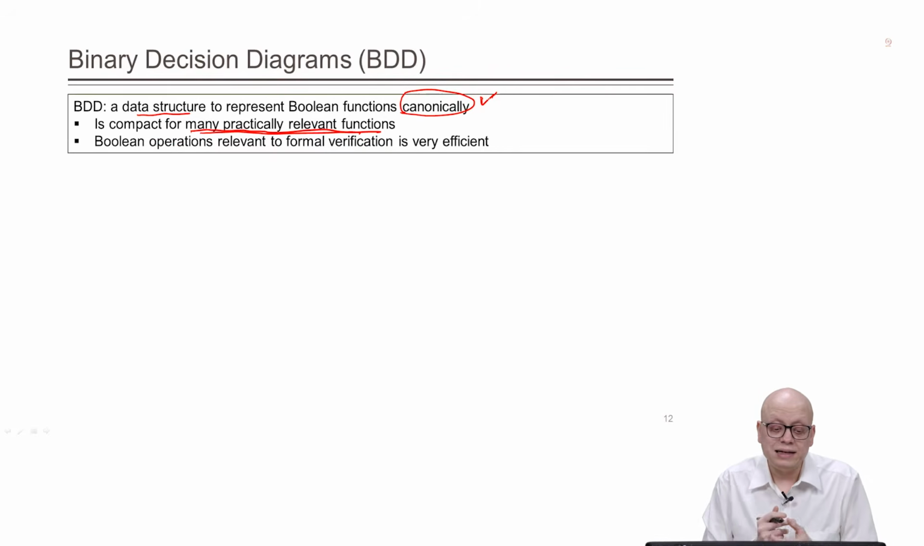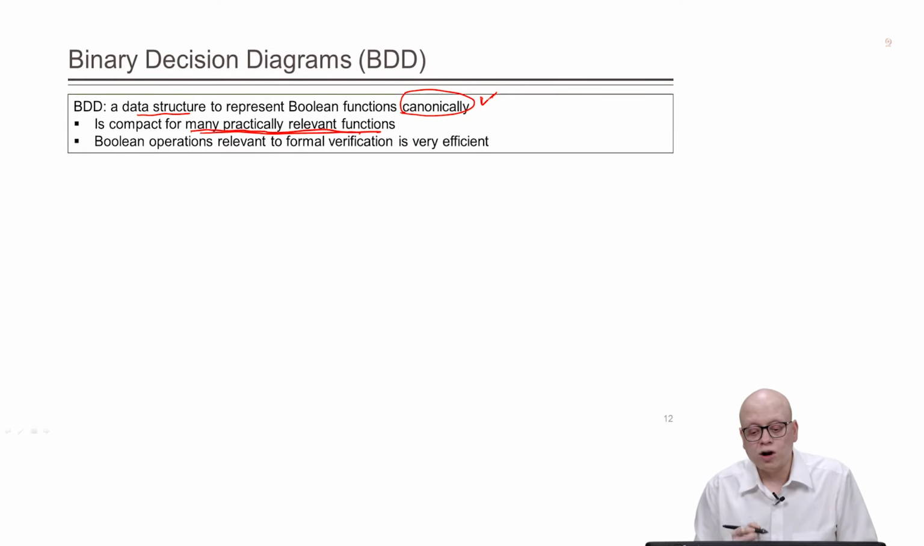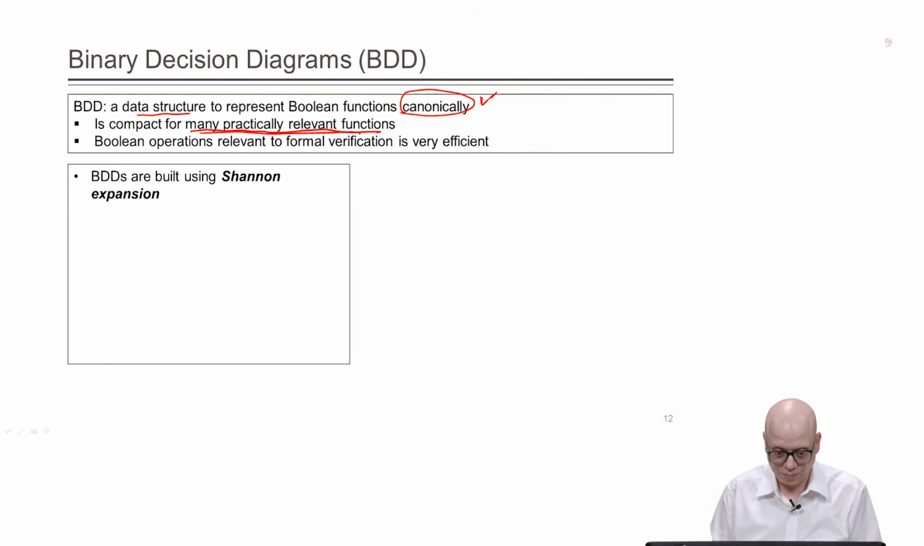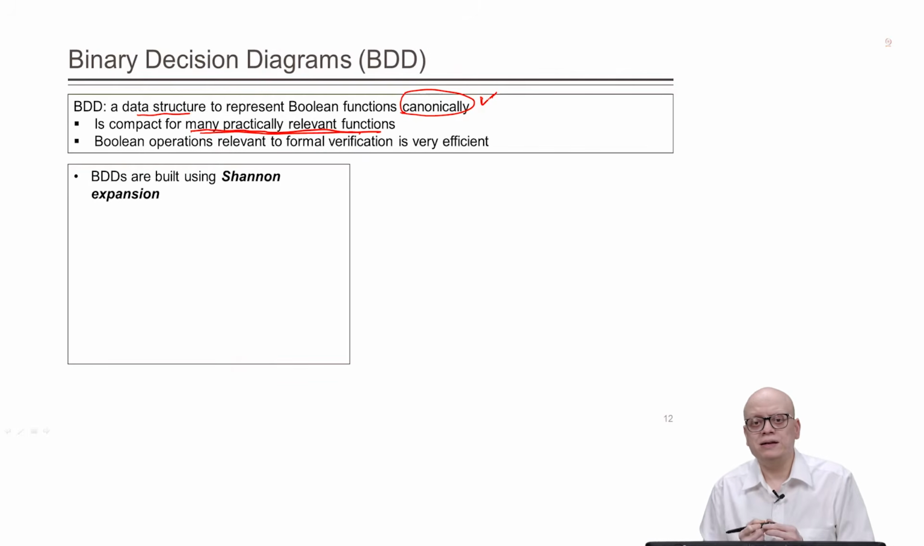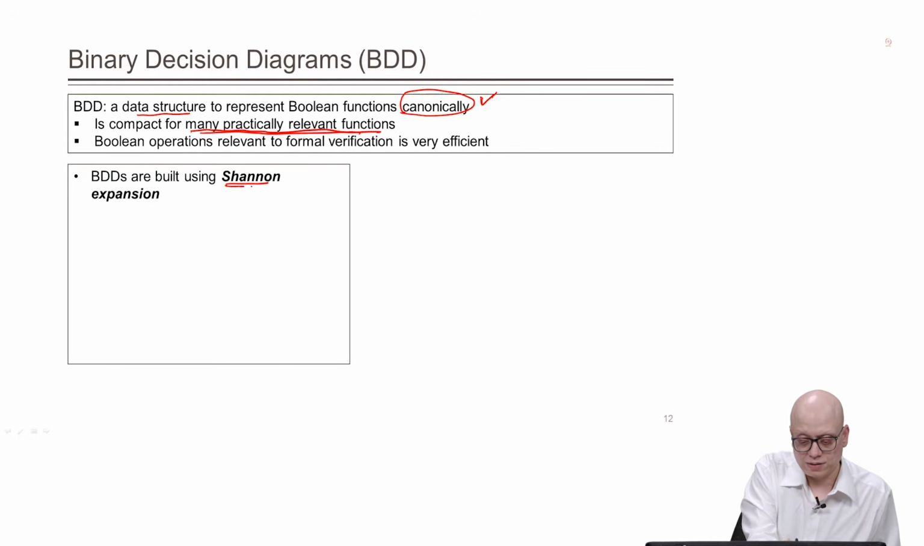Additionally, there are several Boolean operations relevant to formal verification that can be carried out very efficiently using BDDs, and therefore, BDDs find a lot of application in formal verification. Now, how do we build a BDD representation for a given Boolean function? We take the help of Shannon expansion.